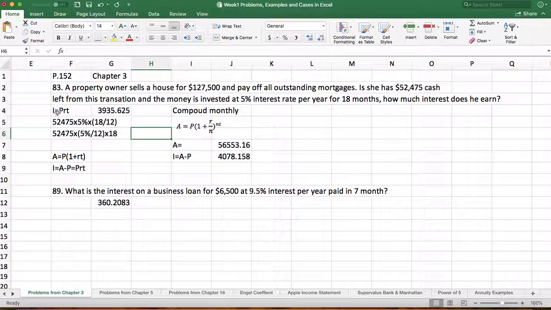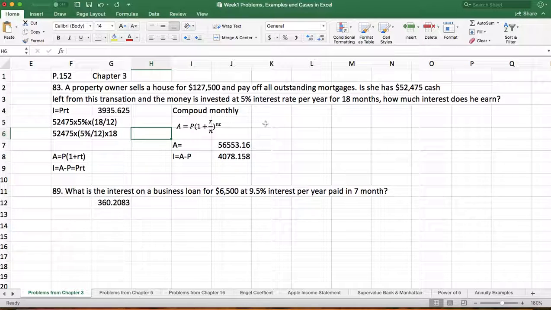The other way to use this formula is that the principal P is this amount, and for R we use the monthly interest rate, because the annual interest is 5%, so the monthly interest shall be 5% divided by 12. And T means the number of periods. How many periods? 18 months. So we have the same result.